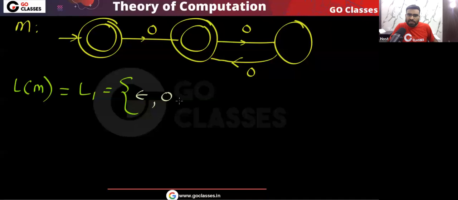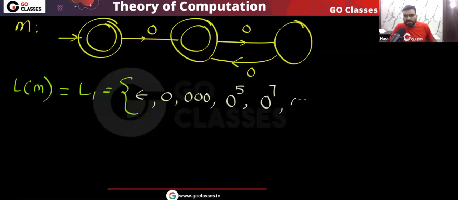You can easily see that string 0 is also accepted. You can see 0 is not accepted, but 000 is accepted. Okay, what is the next string accepted? You can see 0. After 0, you can see that 0 power 4 can come, means total 0 power 5. I can say total 0 power 5 is accepted.